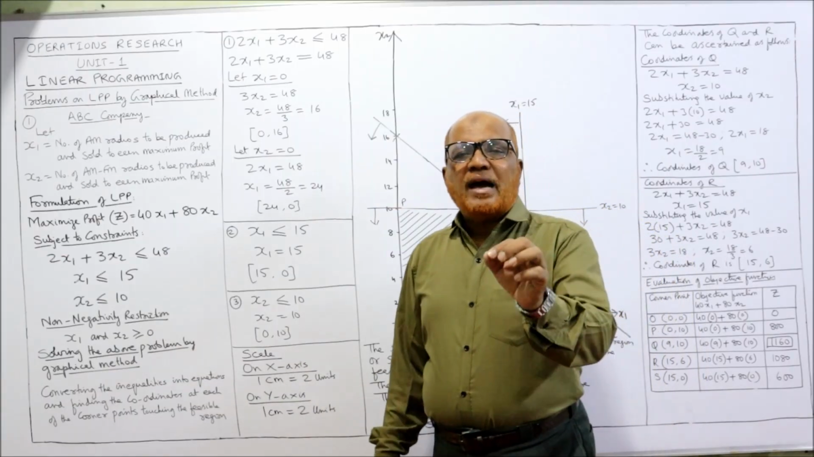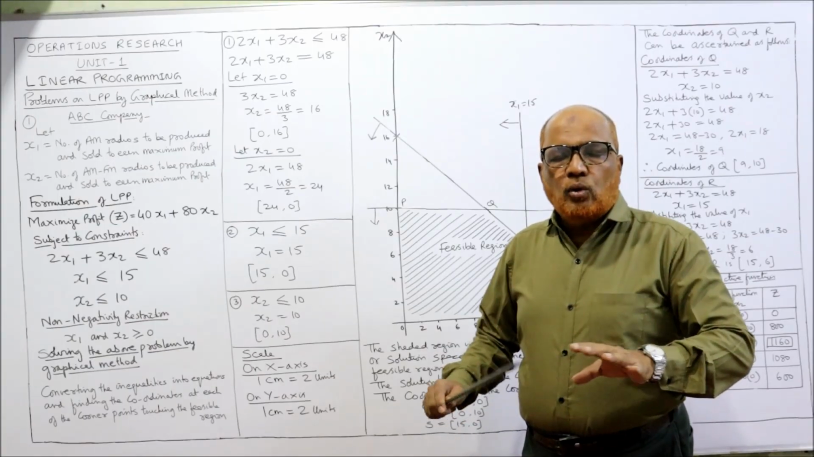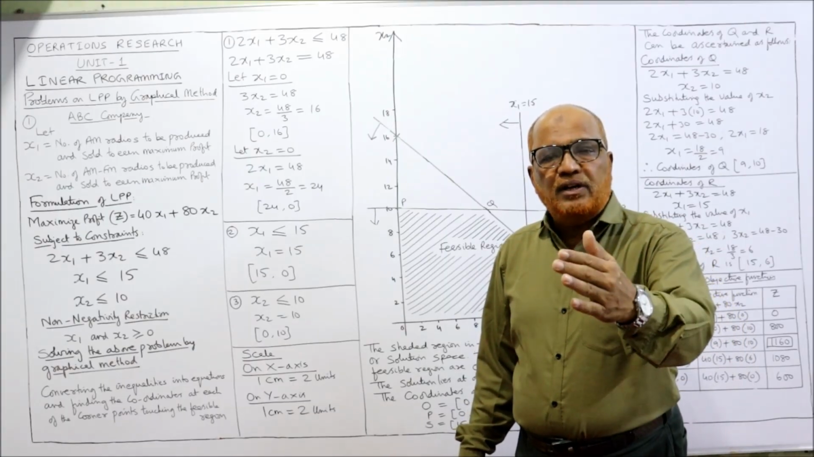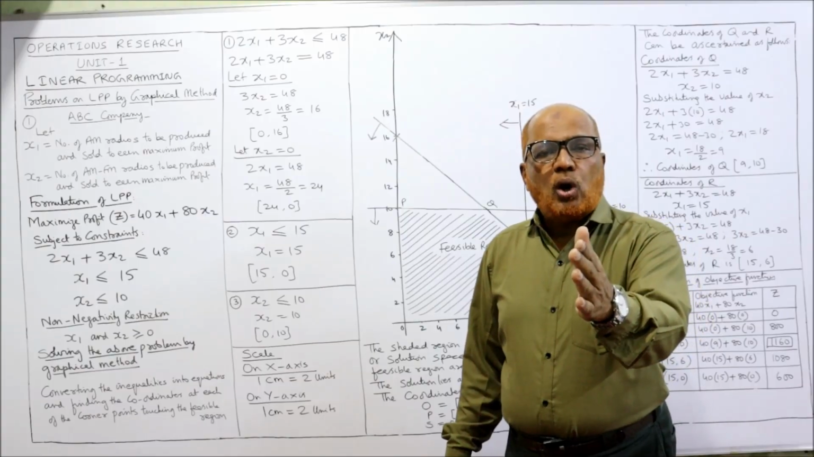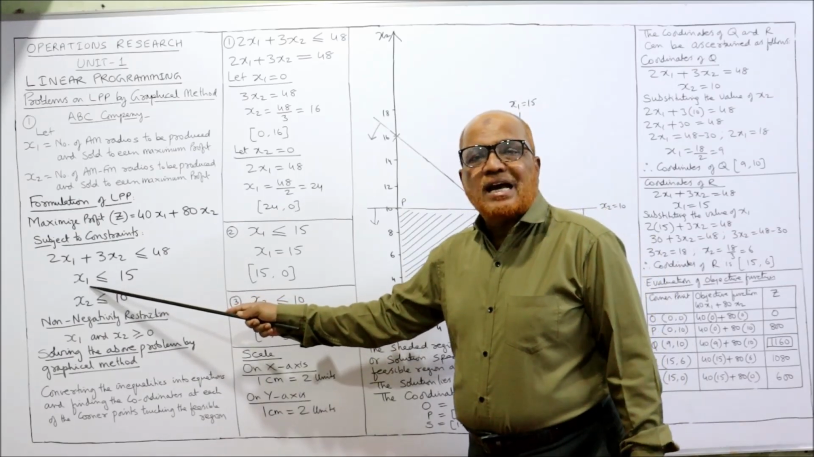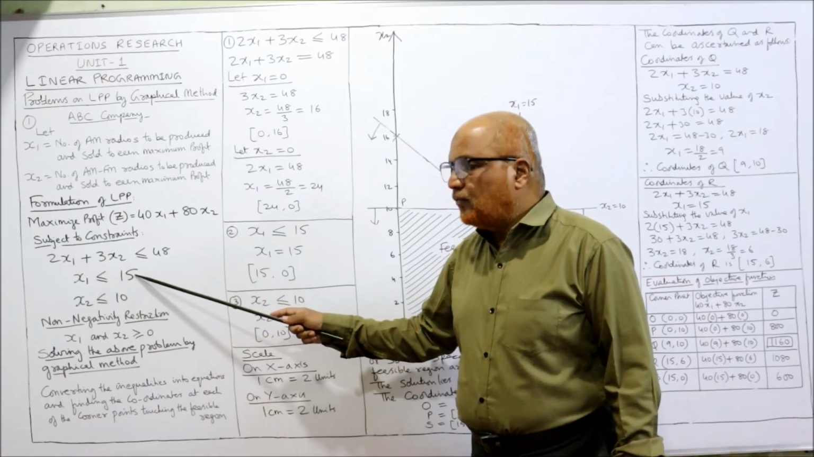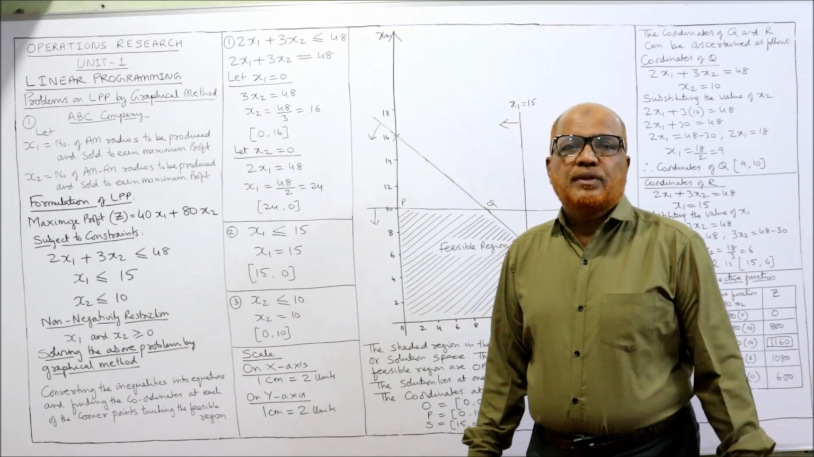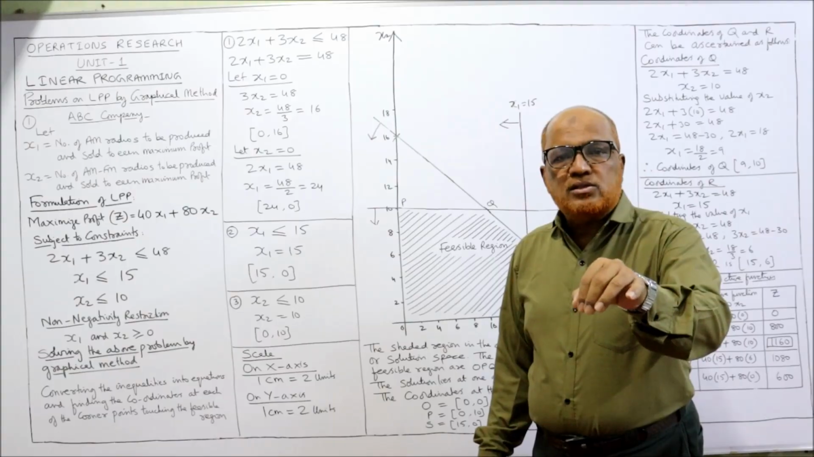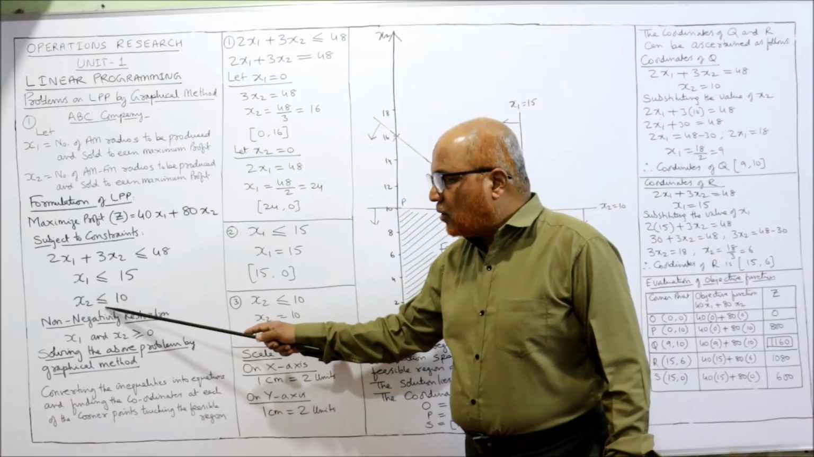Second constraint, the maximum demand for AM radio is 15 units. We don't have demand for more than 15 units, so our production should also be 15 units or less. We should not make more than 15 because there is no demand. X1 stands for the number of units of AM radio, so X1 should be less than or equal to 15. Similarly, the maximum demand for FM radio is 10 units. So we can make 10 units or less, but we should not make more than 10. So X2 is less than or equal to 10.